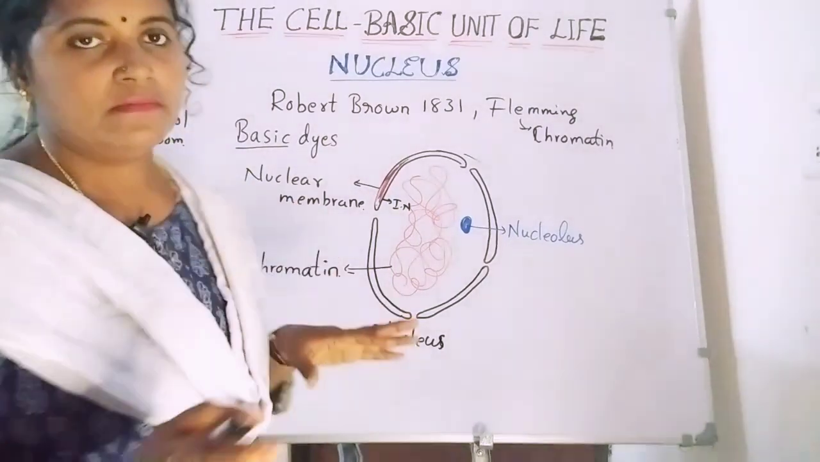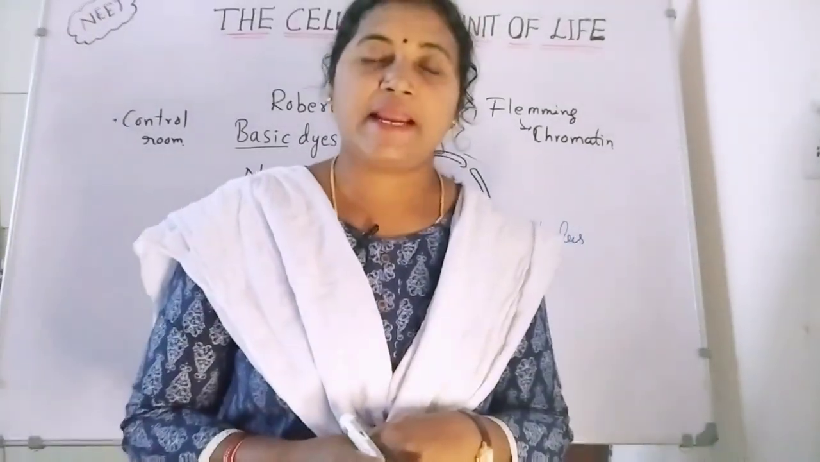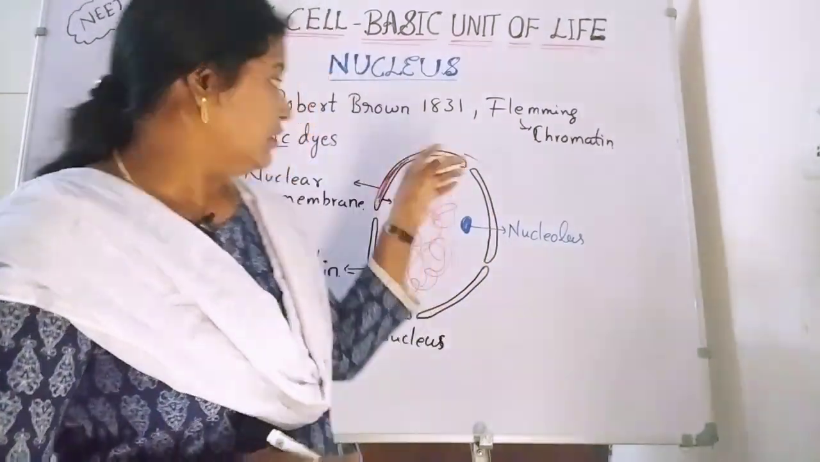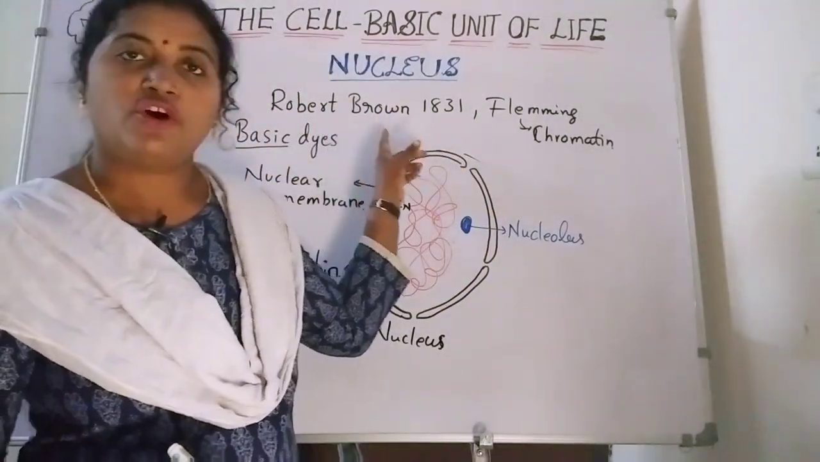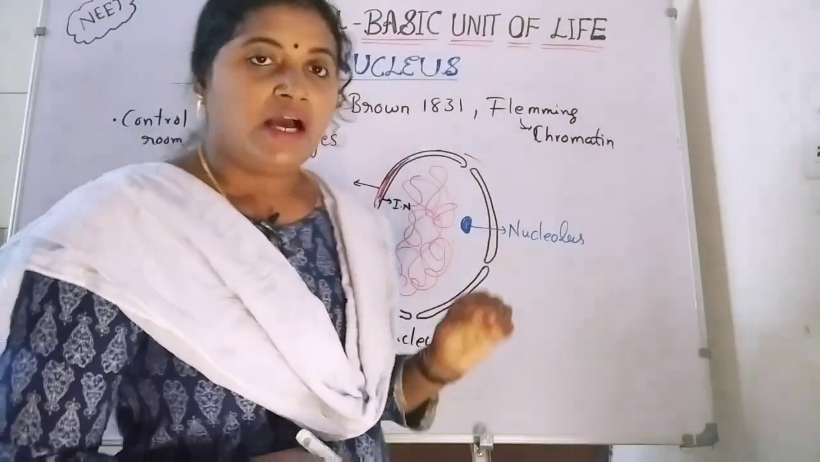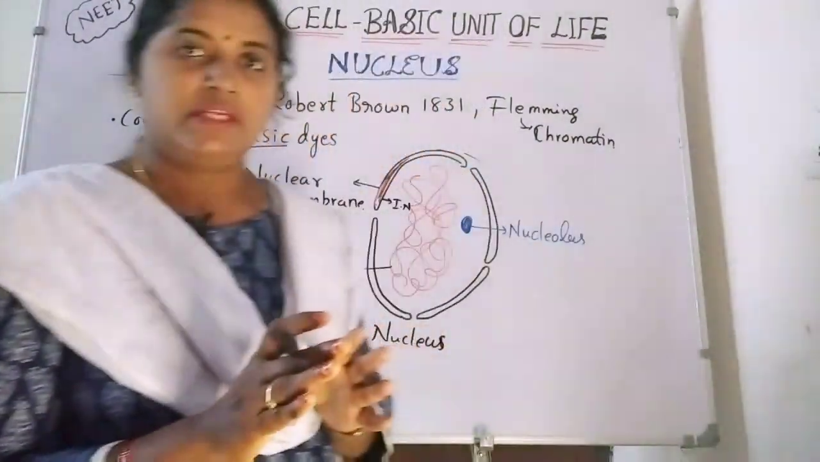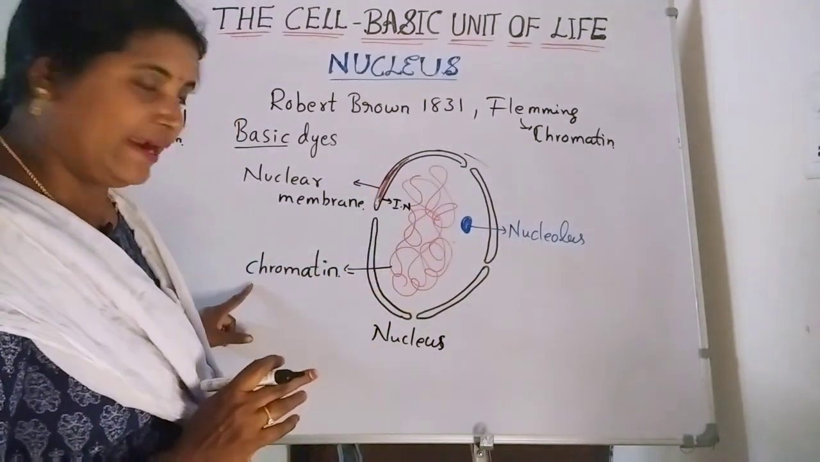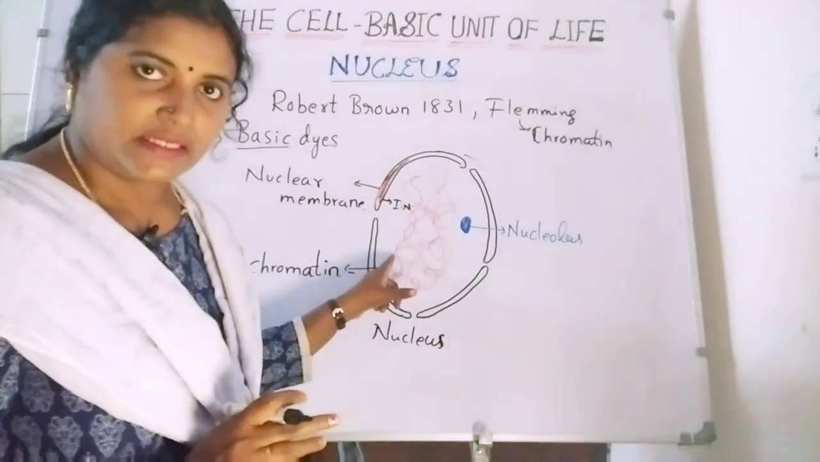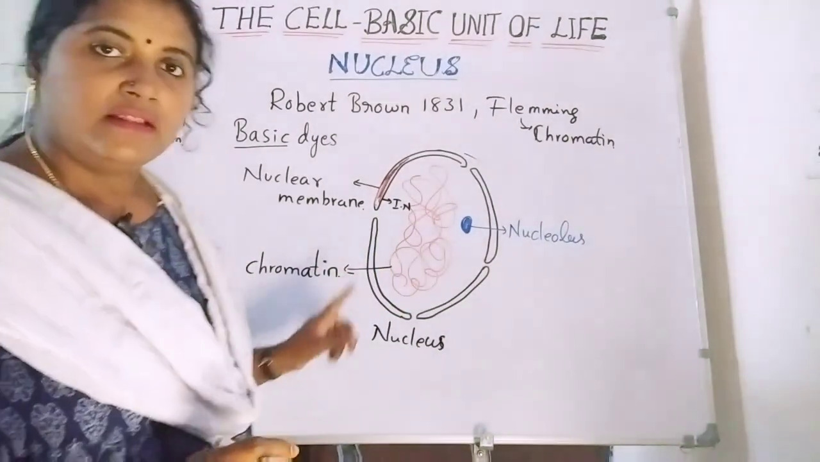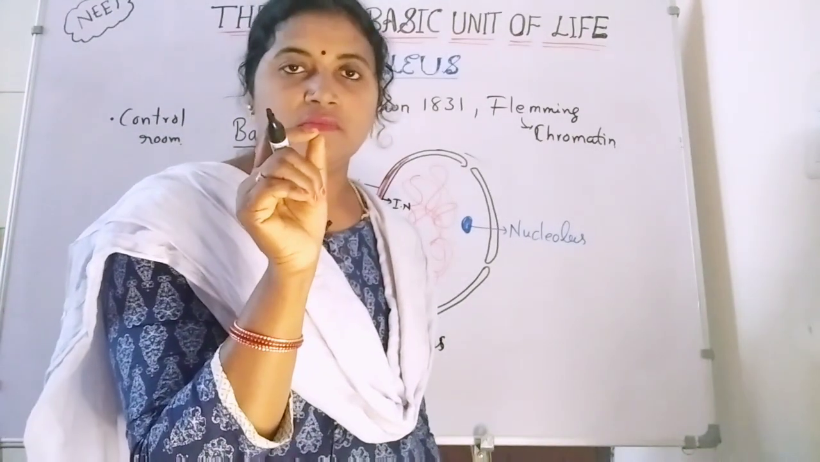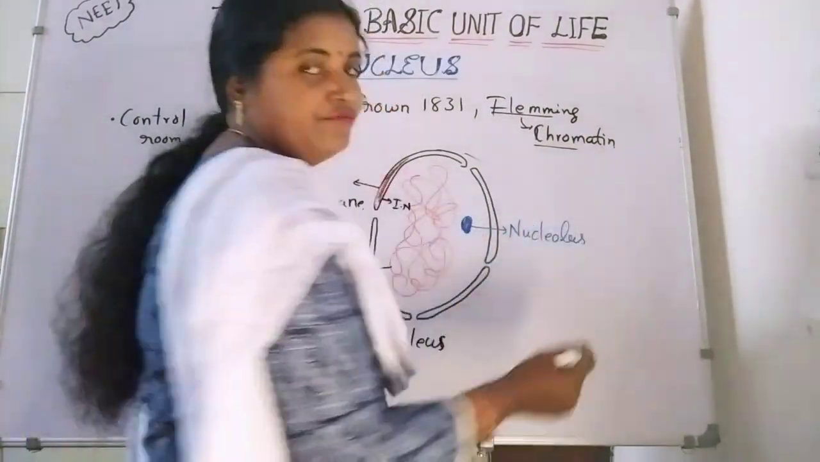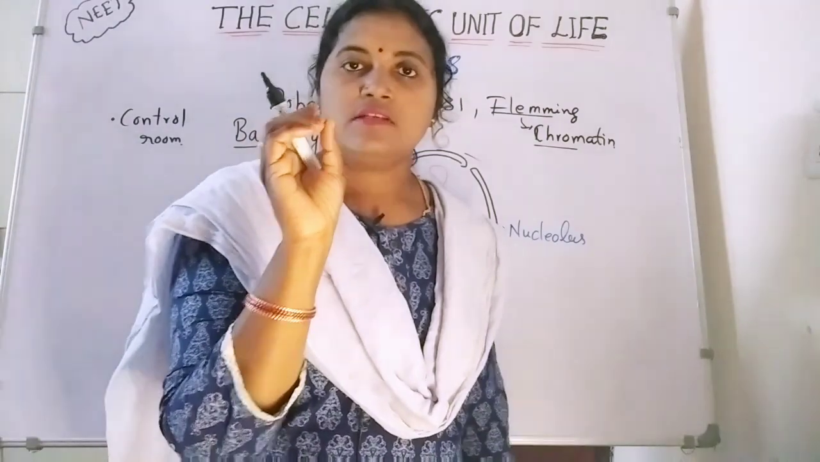For the first time, the nucleus was described by Robert Brown in the year 1831. So note down the scientist name, Robert Brown, 1831. After that, inside the nucleus they found a material. This material is known as chromatin. The chromatin name was given by the scientist Fleming.